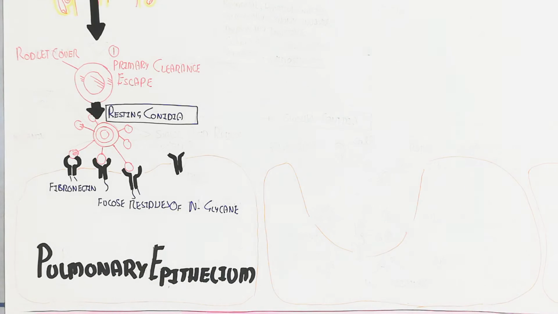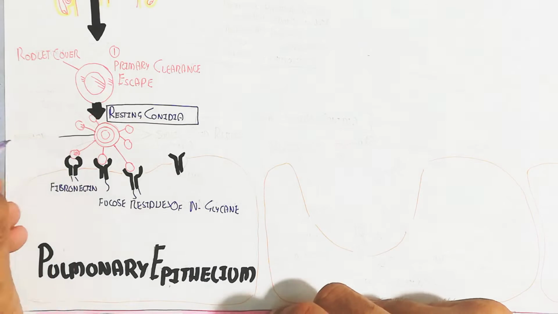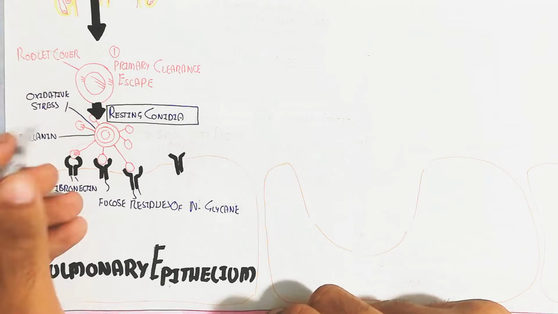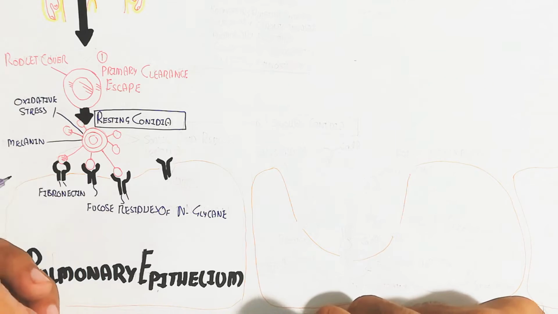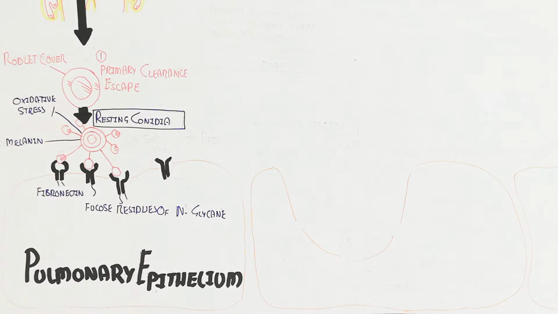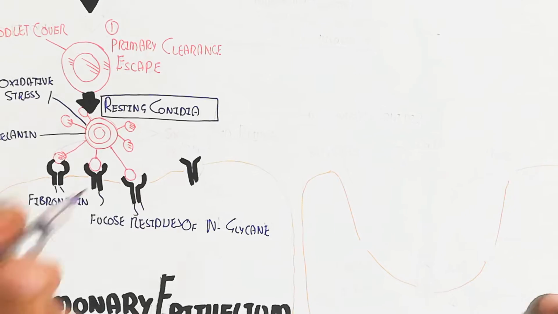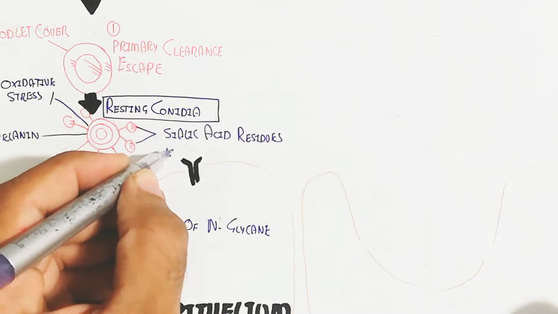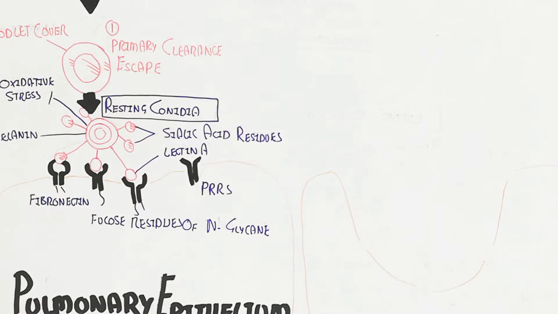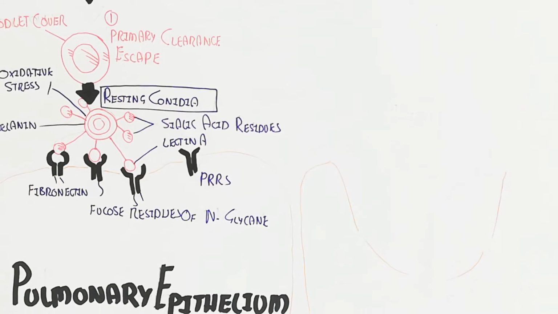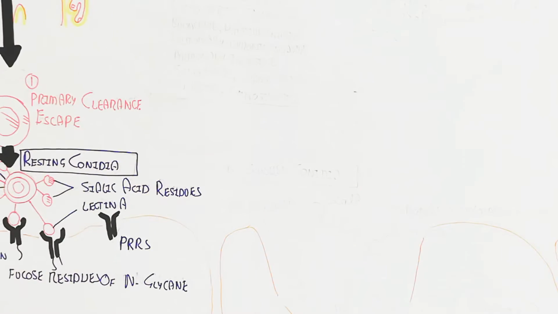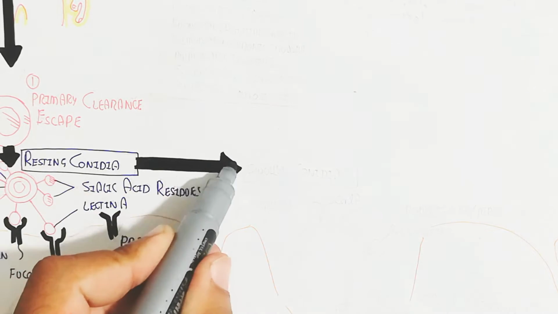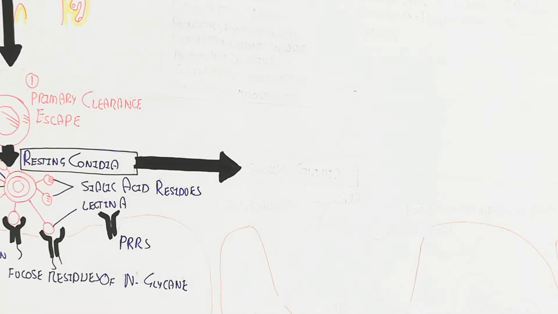On the other hand, the pulmonary epithelium has the fibronectin receptor, the fucose residue of N-glycan, and the melanin-containing coat is present on the spore. So oxidative stress inhibition occurs by this, and in this way the oxidative stress will also inhibit the immune response. The sialic acid residue and lactic acid residue bind, and the pathogen recognition receptor also binds for the invasion. So remember these things.